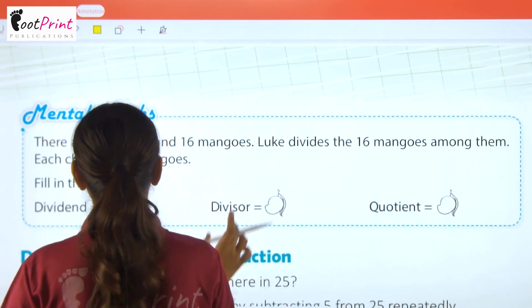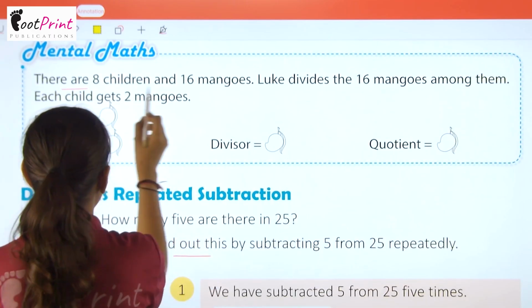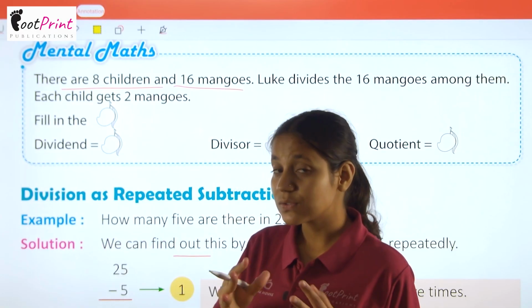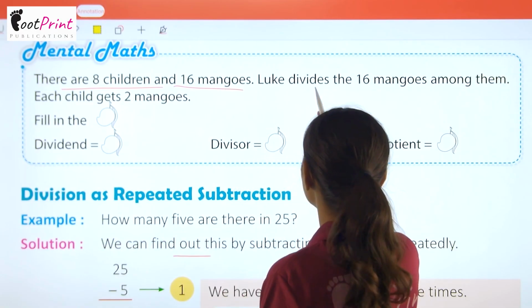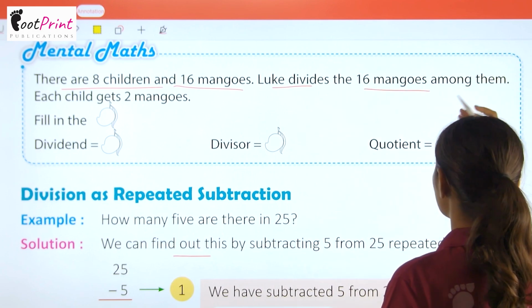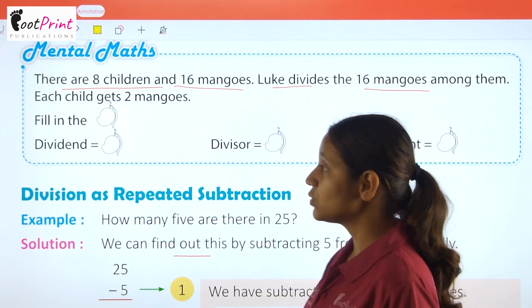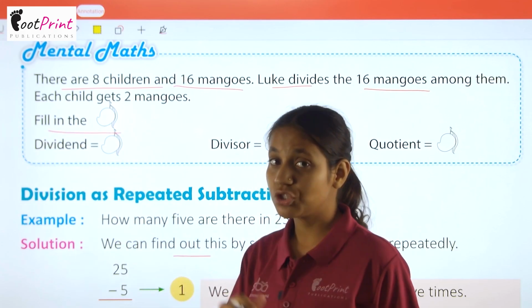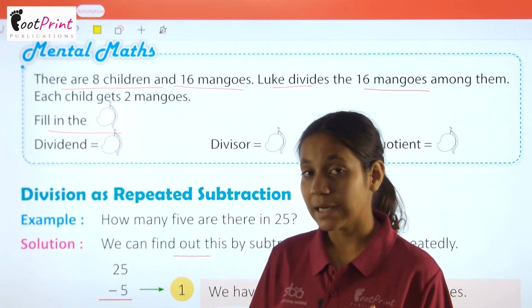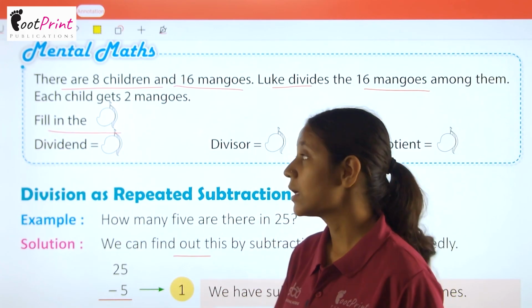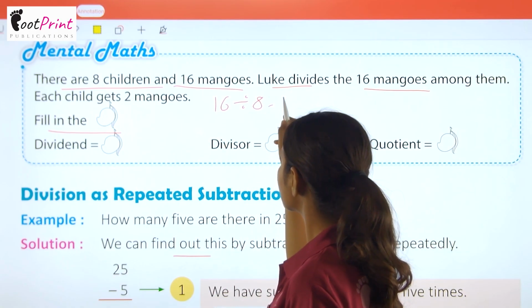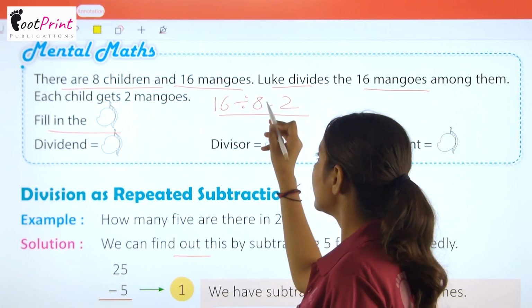So now we have a mental math portion. There are 8 children and 16 mangoes. Luke divides 16 mangoes among them. Each child gets 2 mangoes. So now we have to fill in the values in this mango shape. Each child gets two mangoes. That means 16 divided by 8 is 2. So this is our equation, division equation.